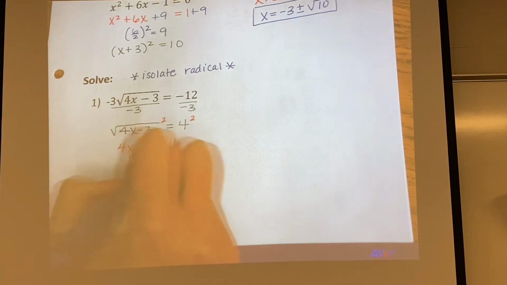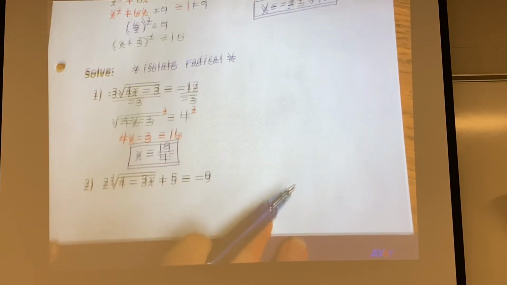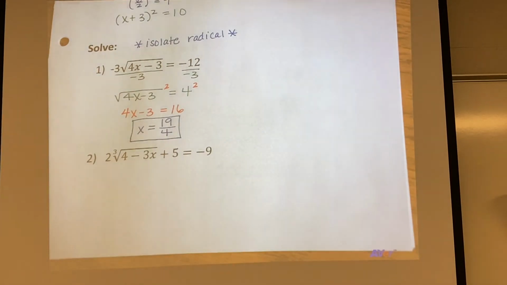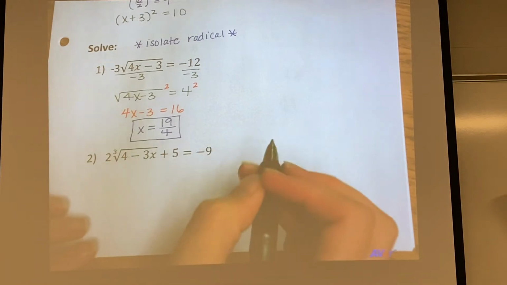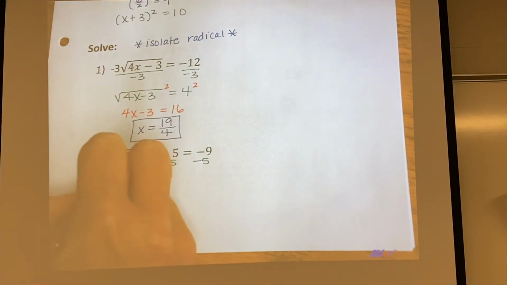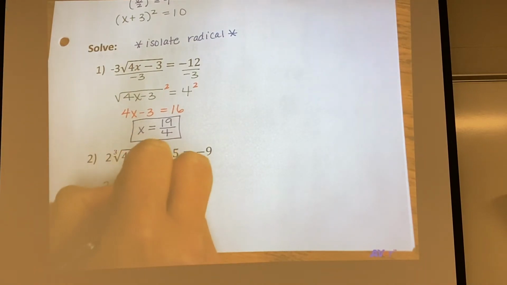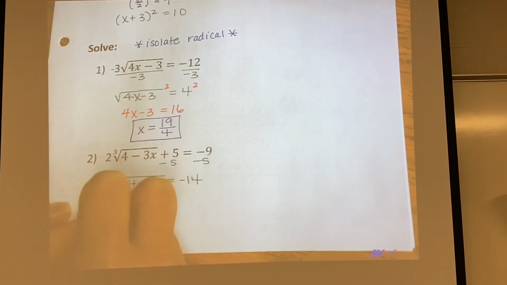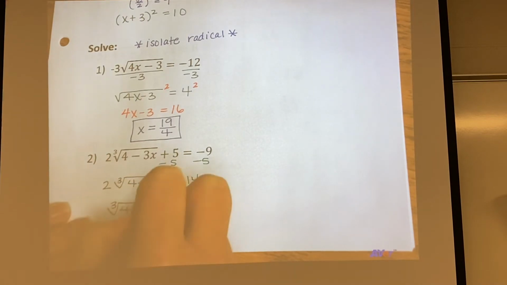Now this next one is not going to be a square root. Instead, it's going to be a cube root. But the first step remains the same. We still want to isolate first. So we're going to start by subtracting 5 and then dividing by 2. So pause. You can see if you can do those 2 steps. And then come back. So we're going to subtract 5. So we have 2 times the cube root of 4 minus 3x equals negative 14. Then divide by 2. So cube root of 4 minus 3x equals negative 7.